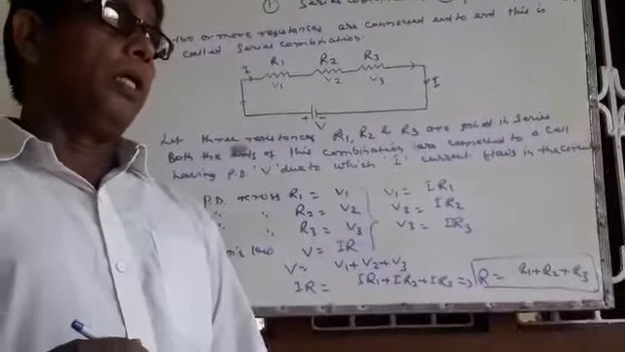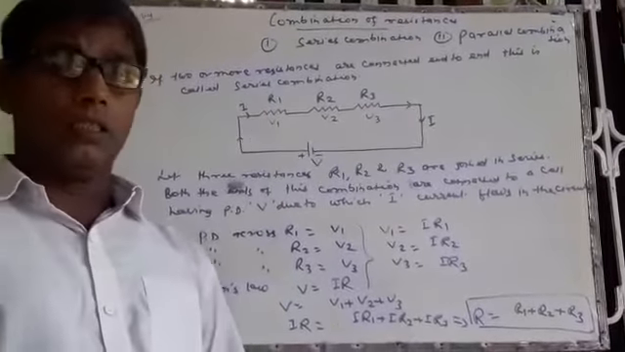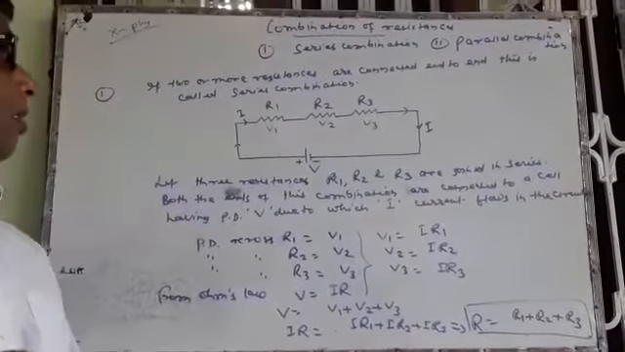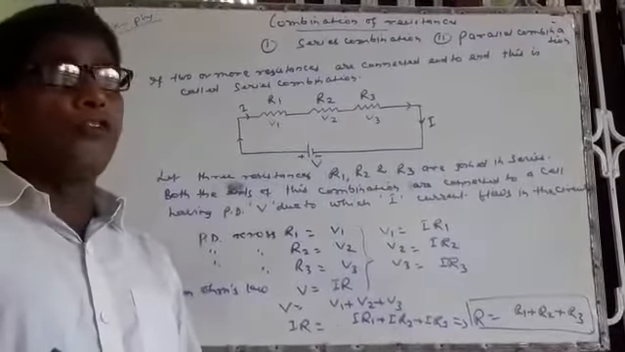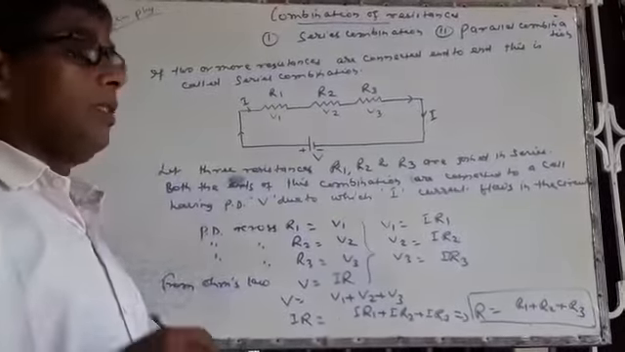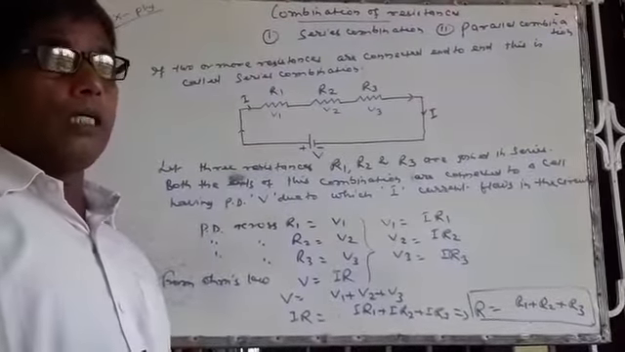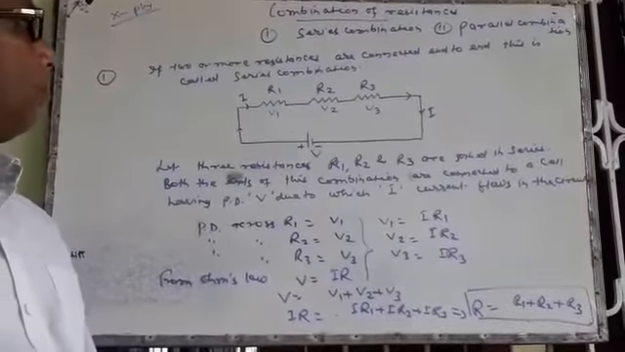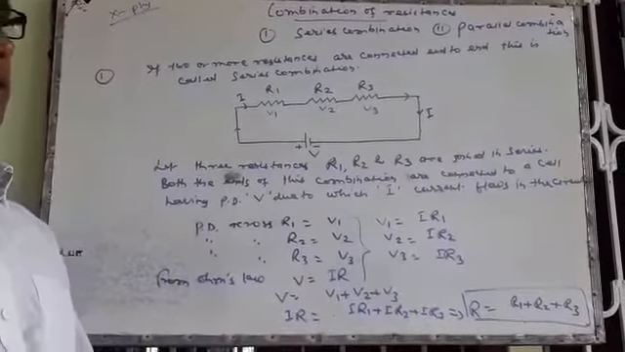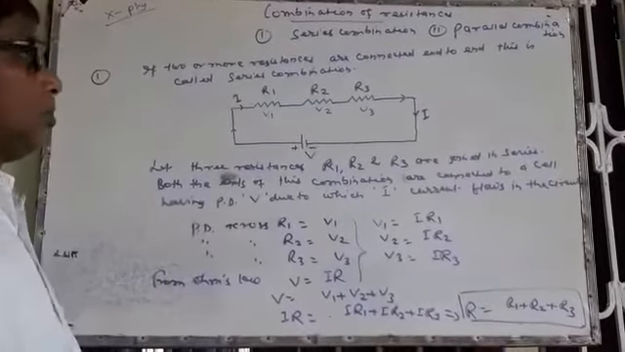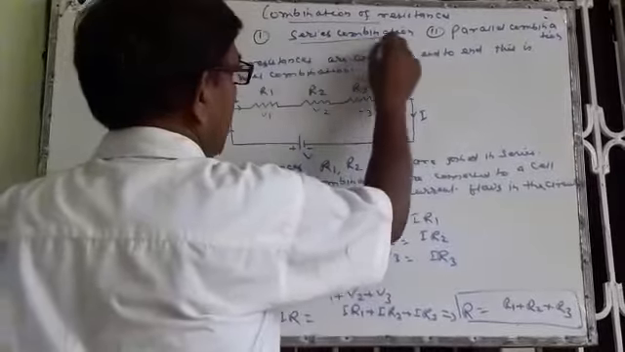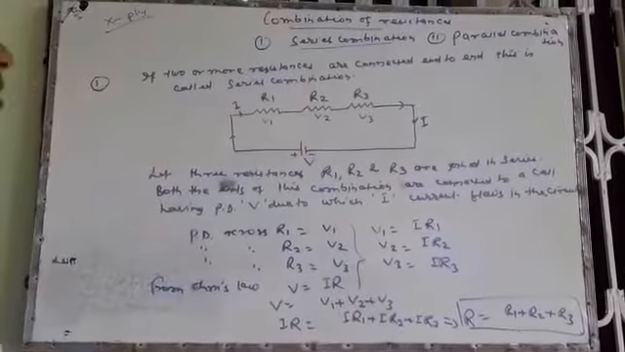Today I am going to explain the combination of resistances. You know resistance is the property of opposition of electric current. Now there is a question: if two or more resistances are given, what are the ways to join the resistances, which is known as the combination of resistance. In general, there are two ways to join the resistance. First is known as series combination, and second is known as parallel combination.